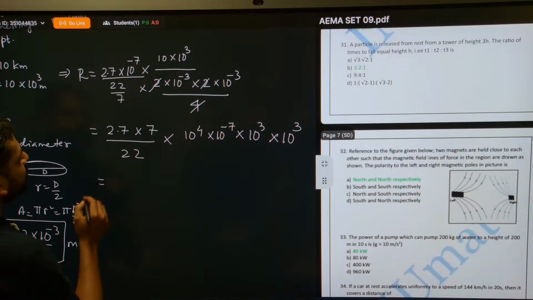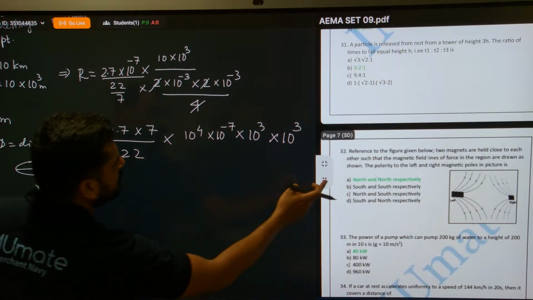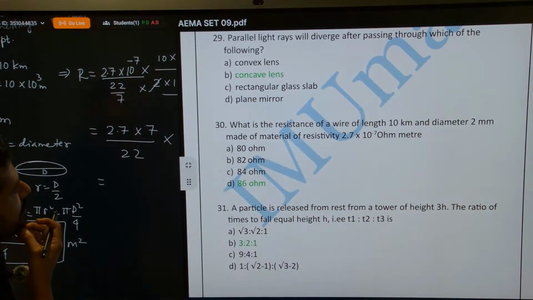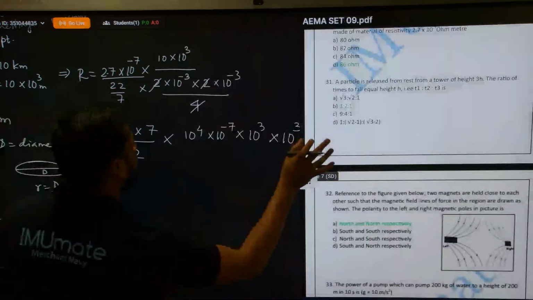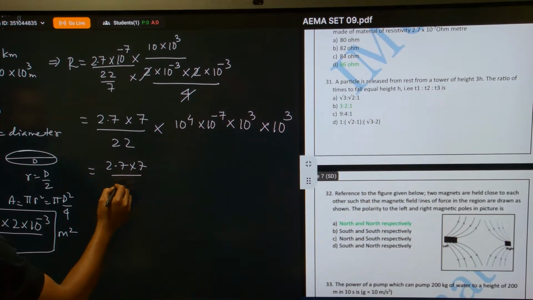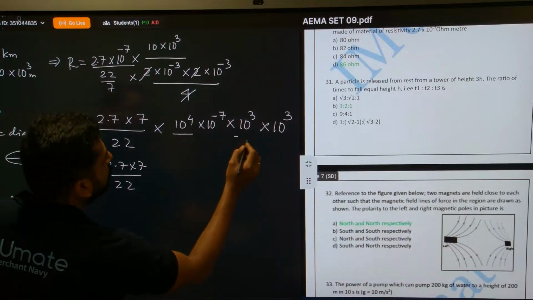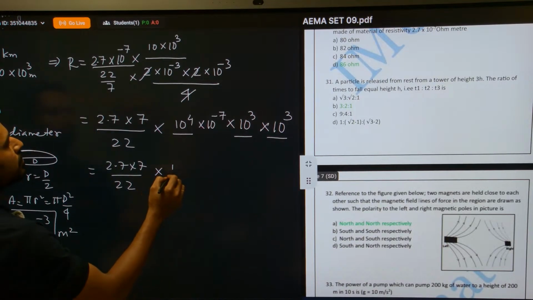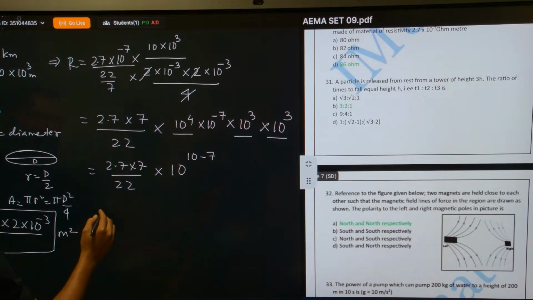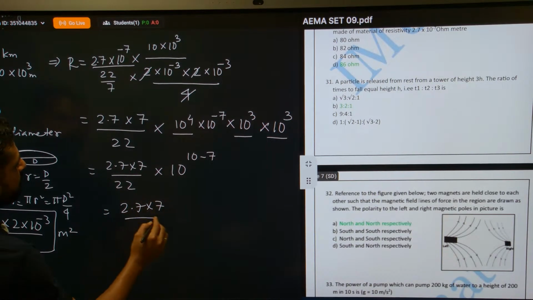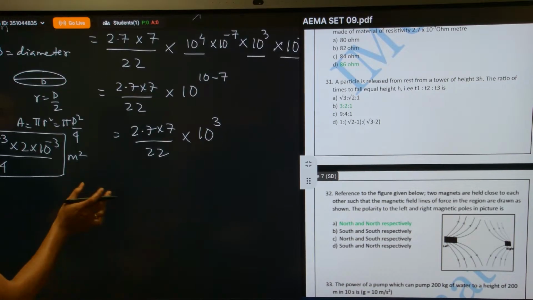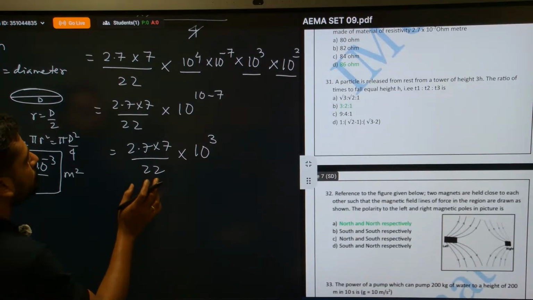Say, what will it be? I think the question is given in a whole number, right? 86. Let's see whether the option is correct or not. We are doing it correctly, right? Okay, so 2.7 into 7 by 22, 10 to the power 4, 3 and 3. How much? 10 to the power 10 minus 7. What do we get? 2.7 into 7 by 22 into 10 to the power 3. That is 189 by 52.